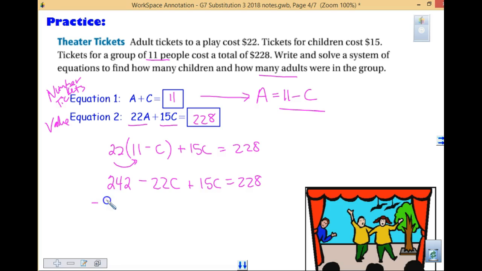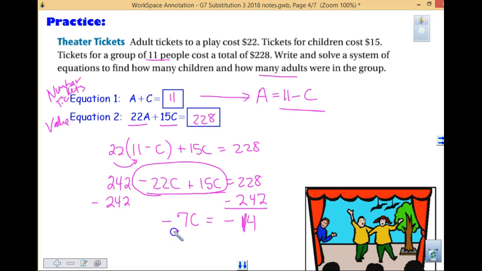If you don't have your calculator, possibly take one out, or you're going to do this subtraction. You're going to subtract 242 from both sides. Is our answer going to be negative when we take 228 minus 242? Should be negative, right? And it's a negative 14 for the C. And now we're going to take negative 22 plus 15, which leaves me with a negative 7C. Okay, when we added these like terms on the same side of the equal sign, we're going to divide both sides by negative 7.